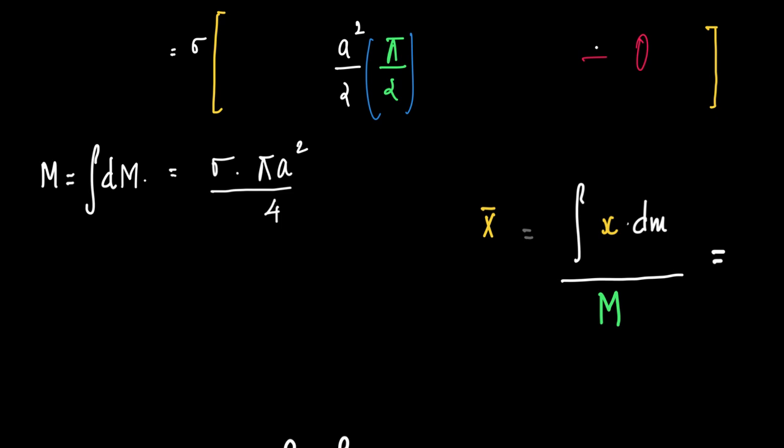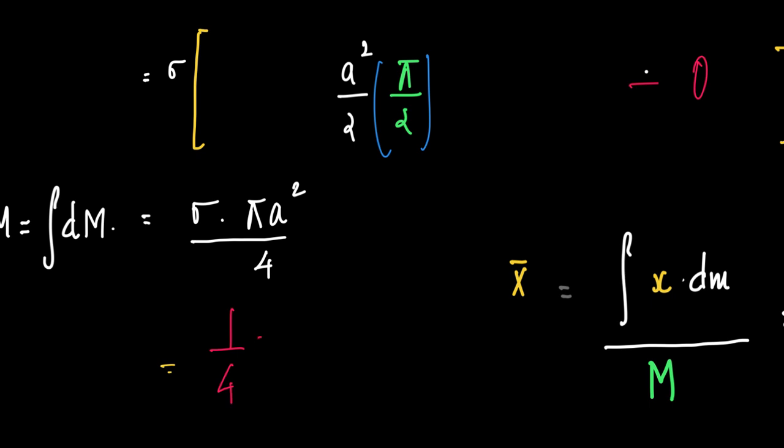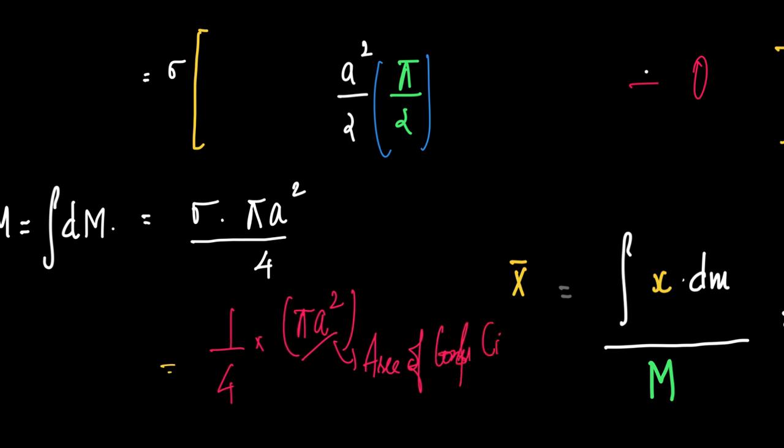Now let us try to make sense out of this expression. What does this mean? Another way of looking at this would be 1 by 4 into pi a square. What is pi a square or pi r square? This is the area of the complete circle. Now, what we have proven mathematically is that the area of a quadrant is equal to 1 by 4th the area of a complete circle.